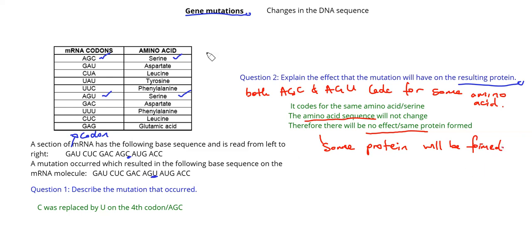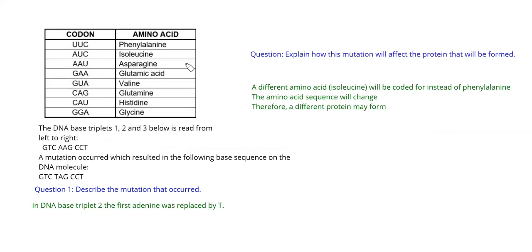Okay, now we can move on to the next one. Here we are also being asked about the DNA base triplets 1, 2, 3 below, read from left to right. We've got GTC, AAG, and CCT. A mutation occurred which resulted in the following base sequence on the DNA molecule, which is GTC, TAG.